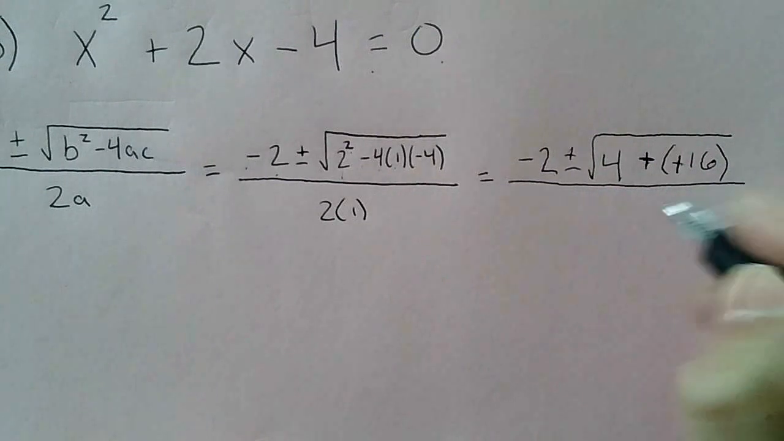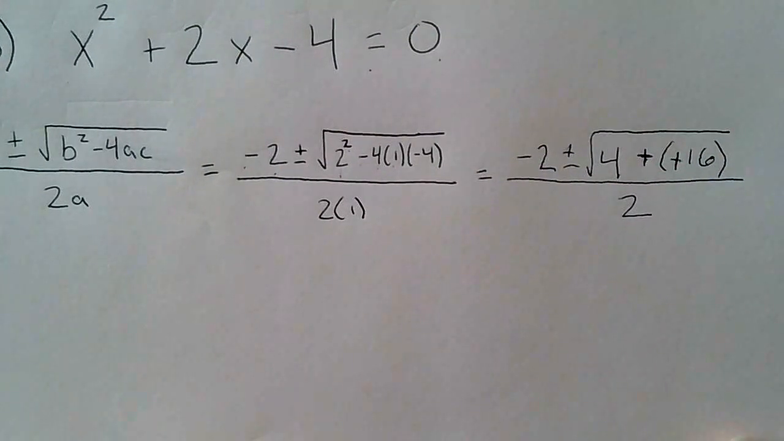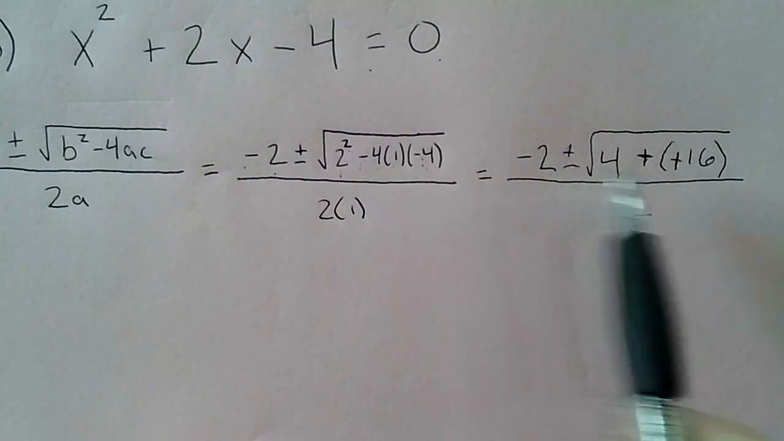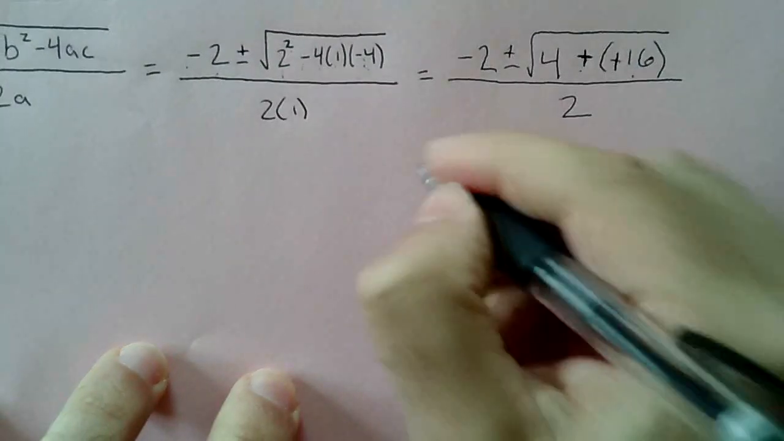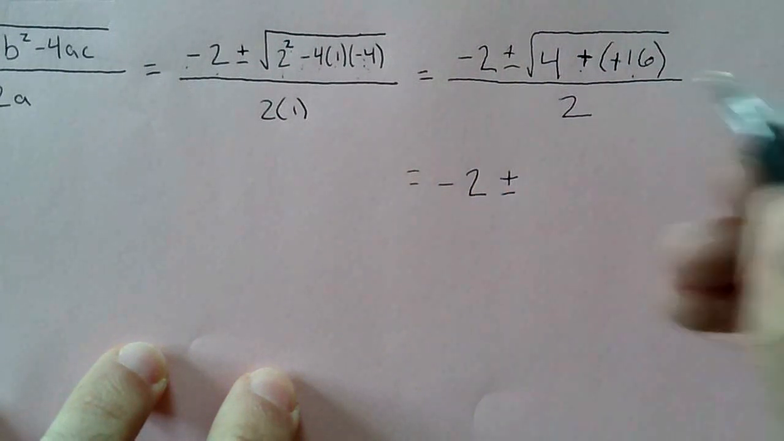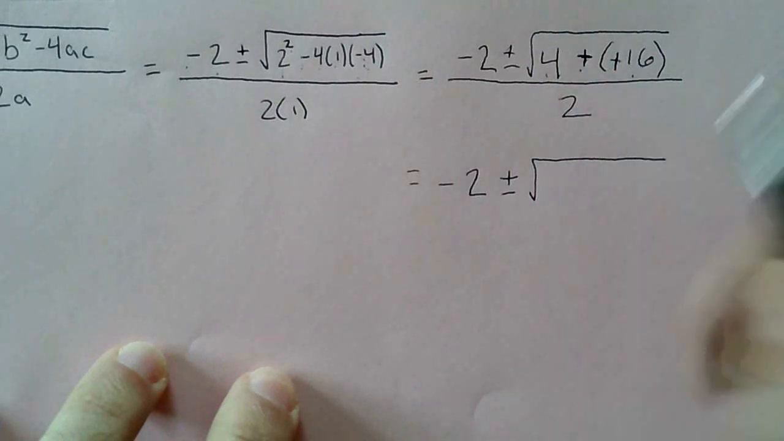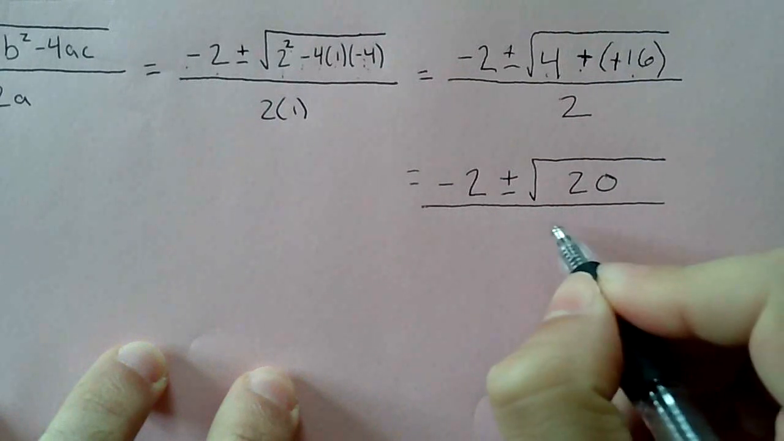Divide this whole thing by 2 times 1, which is 2. So that's a key. When you have that negative c or negative b and you're subtracting a negative, make sure you change it to adding a positive. All right, this simplifies here to be the negative 2 plus or minus. Now I need the square root of 4 plus 16, which is 20, divided by 2.